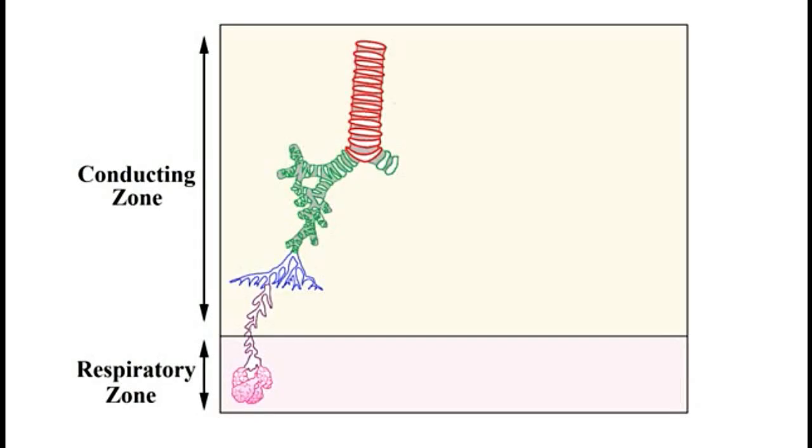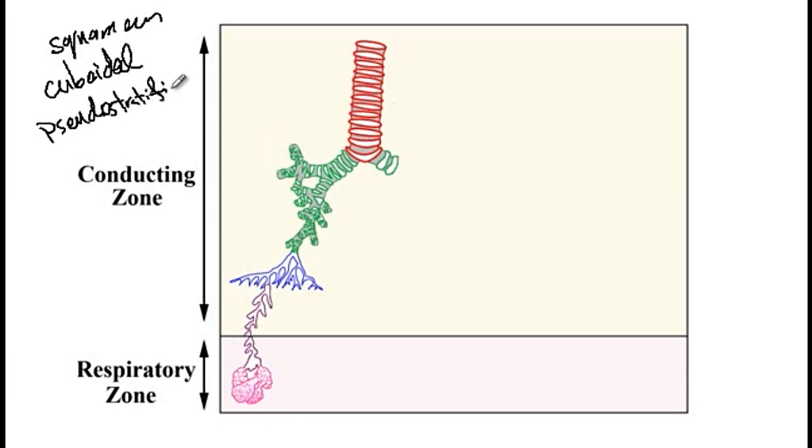In this video, I will go over the histology of the respiratory tract. So there are three types of cells: squamous, cuboidal, and pseudostratified columnar cells that are in the respiratory tract.